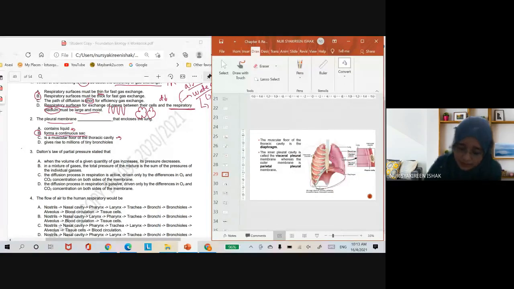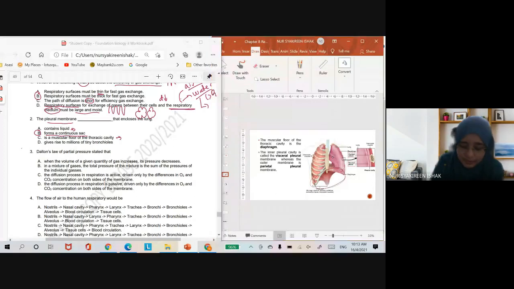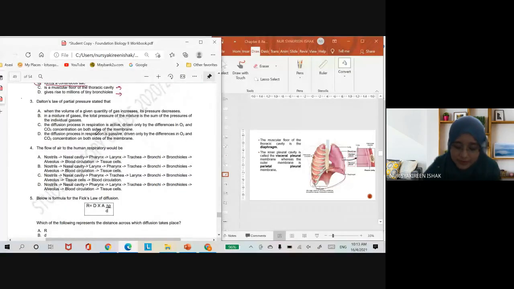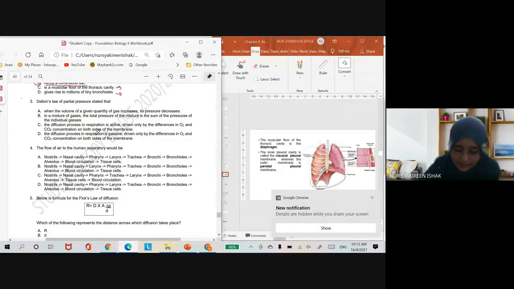Give rise to millions of tiny bronchioles is referring to the bronchi. Okay. So number 3, Dalton's law of partial pressure stated that, okay, when the volume of a given quantity of gas increases, its pressure decreases.